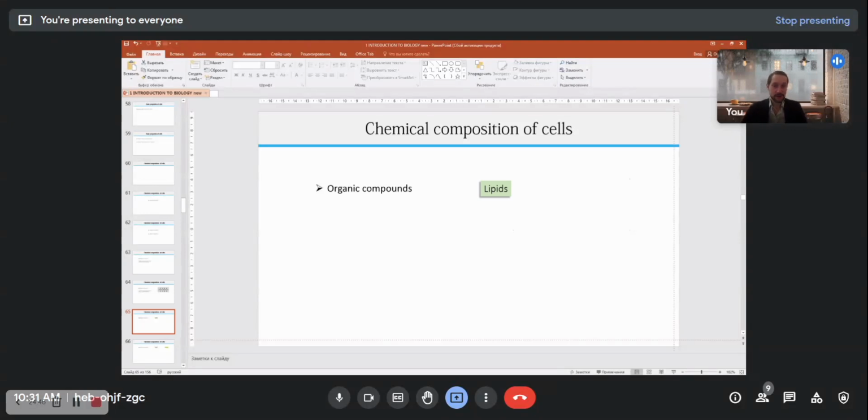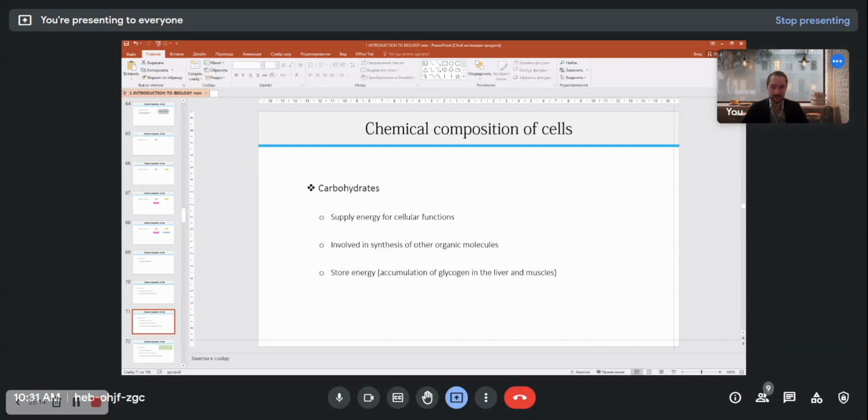So what are these organic compounds inside of the cell? They are lipids, proteins, nucleic acids, and carbohydrates. Let's focus a little bit on carbohydrates. What is their function? Their function is to supply energy for cellular functions. And also they are involved in synthesis of other organic molecules. They can be used for long-lasting storage of energy, for example, accumulation of glycogen in the liver and muscles.